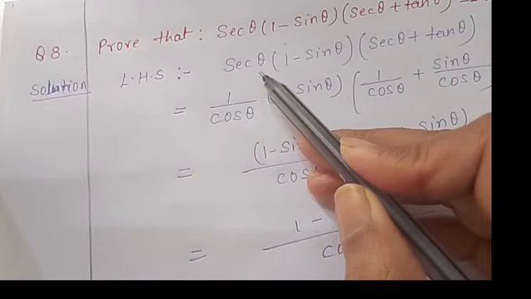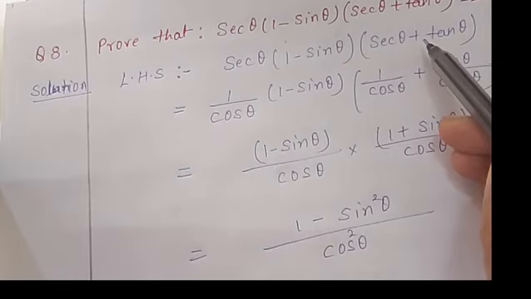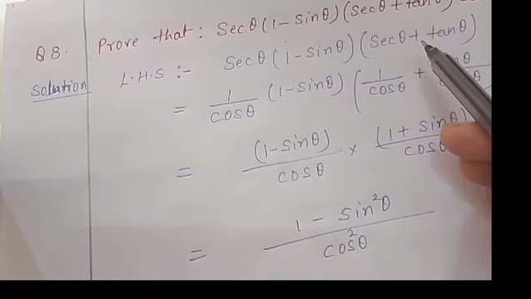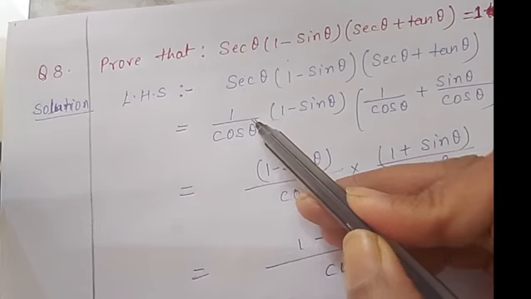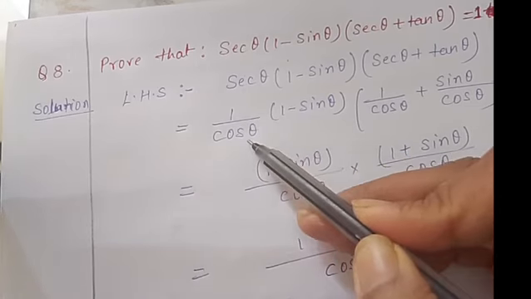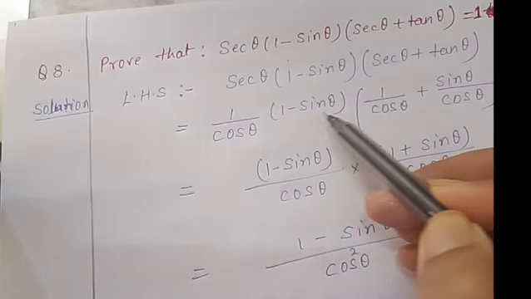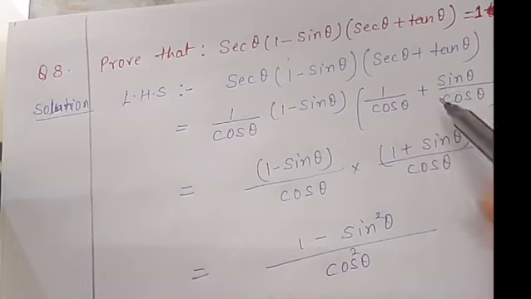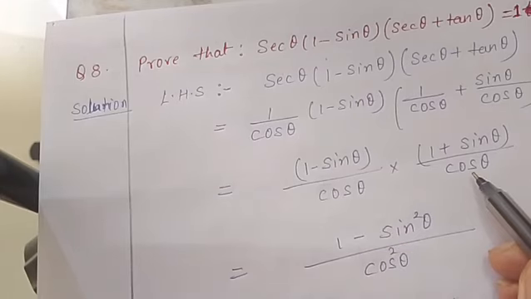Now convert sec theta and tan theta into sine and cosine. So the expression becomes 1 upon cos theta into (1 minus sin theta) into (1 upon cos theta plus sin theta upon cos theta). Now combine terms.